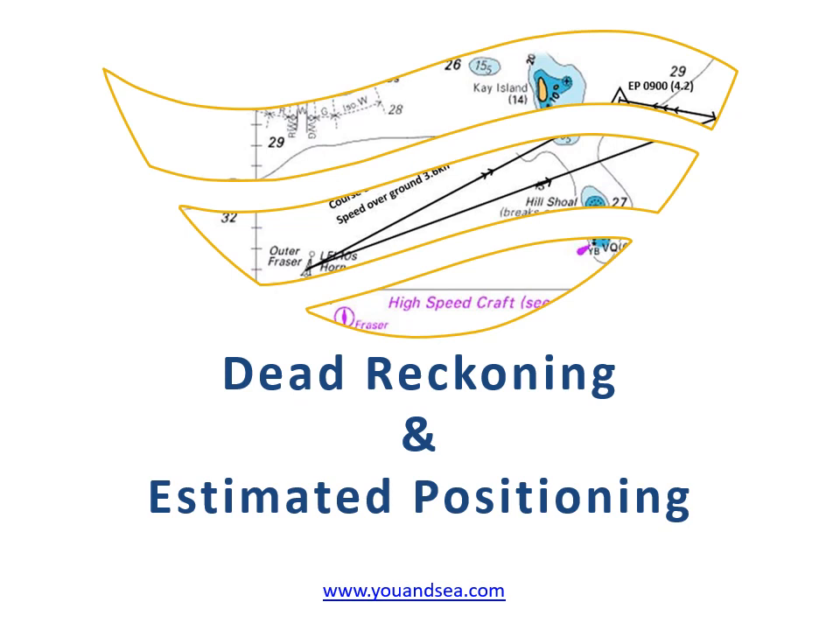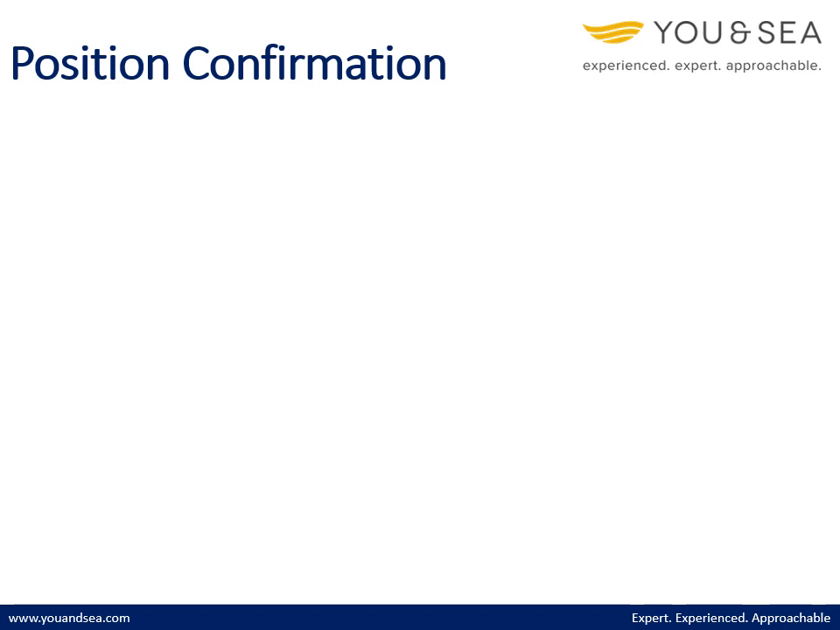In this video, we're going to have a look at how to plot a dead reckoning and an estimated position. To start with, we need a position confirmation. In other words, we need to know where we are on the chart. And we can do this with a number of methods.